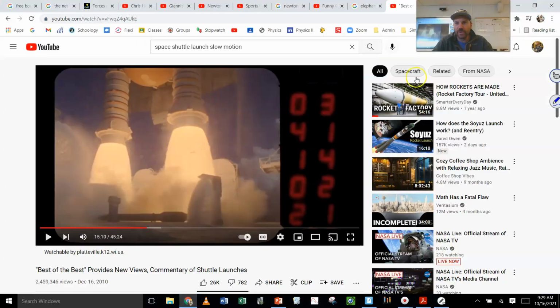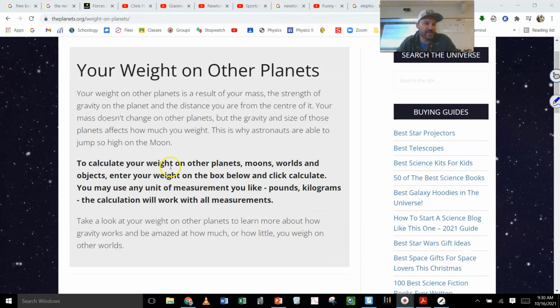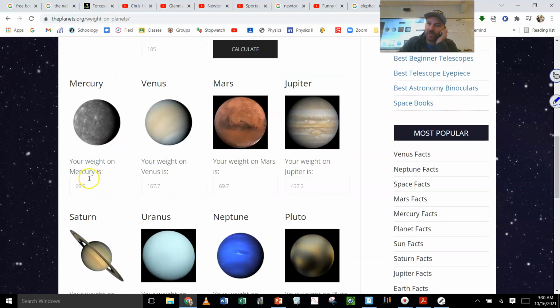There's a difference between weight and mass. I have here a calculator that talks about our weight on different planets. So Mr. Hare, currently weighing 185 pounds, it will tell me how much I weigh on each of these planets. Now, my weight is dictated by how massive the planet is. Mercury has less mass than Earth, so 185-pound Mr. Hare only weighs 70 pounds. But Jupiter has much more mass than Earth, and so 185-pound Mr. Hare is going to be 437 pounds.